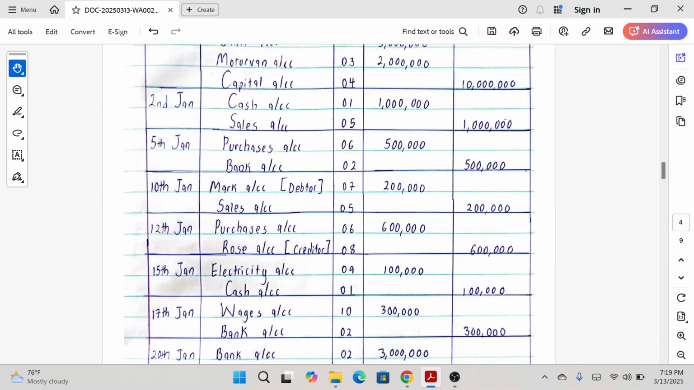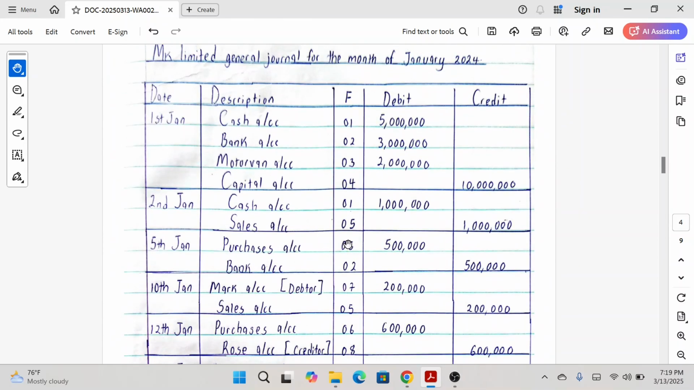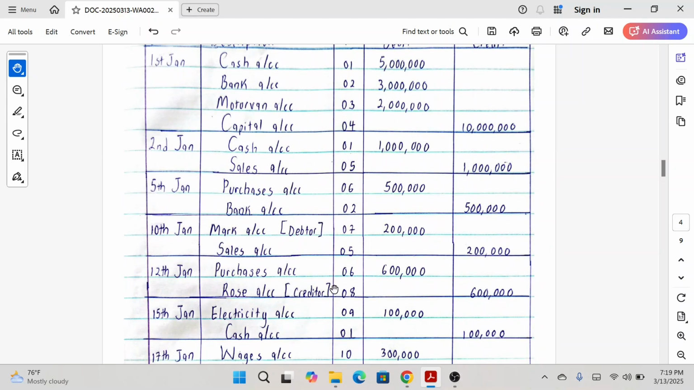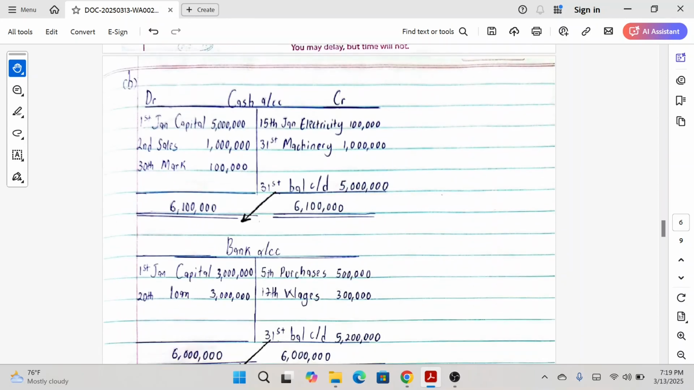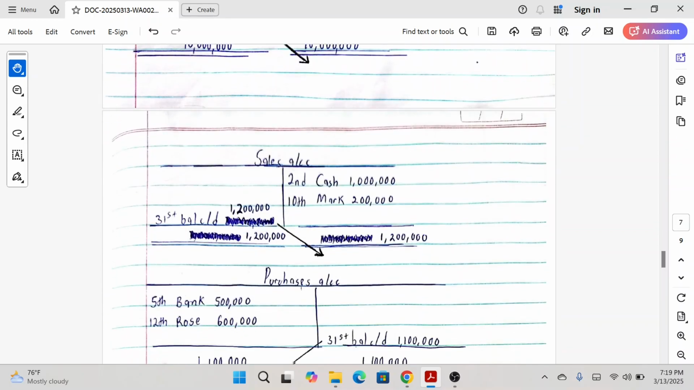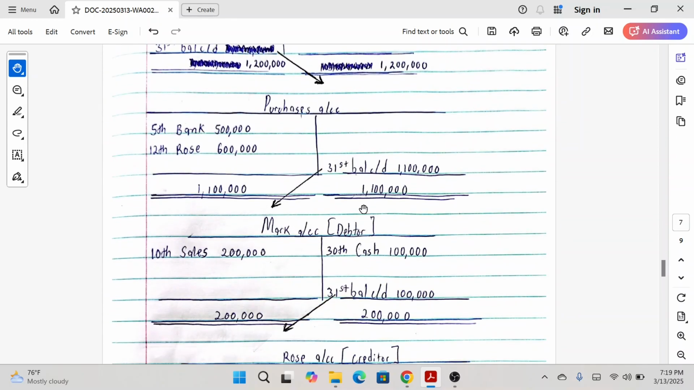Then we look for another 6. 6 is here. Another 6 is here. So this 6 is relating with Rose as our creditor. So we're going to go on the debit side of purchases. We put there Rose, who's our creditor. So on the debit side of purchases, we put there 12, Rose, 600,000.